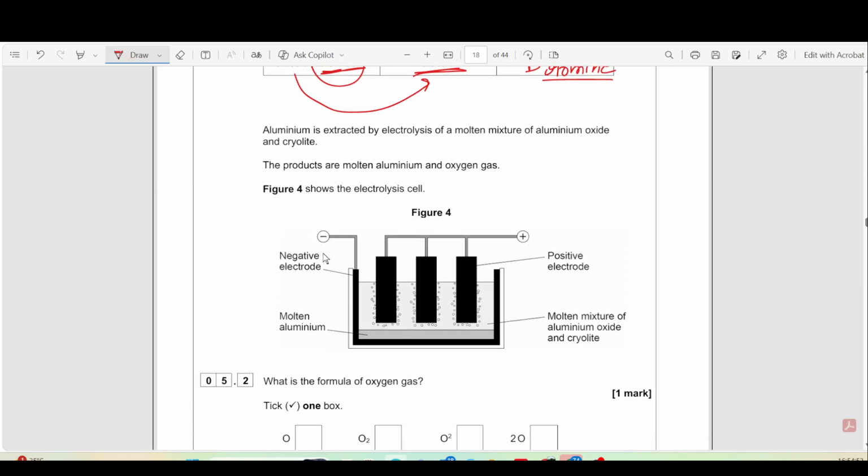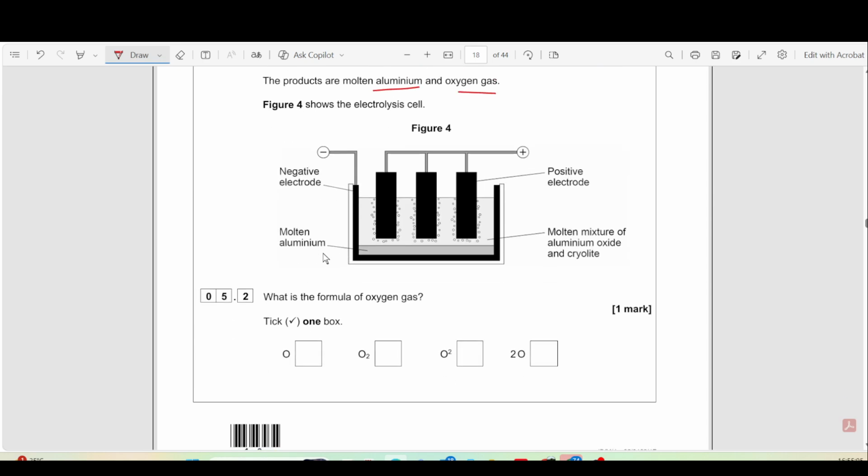And then it says aluminum is extracted by electrolysis of a molten mixture of aluminum oxide. The products are molten aluminum and oxygen gas. What is the formula of oxygen gas? Oxygen gas that we inhale is O2. When we write O, that's the oxygen element. So O2 is two oxygen atoms. And we don't write it like this; that's the wrong way. So oxygen gas is like this.